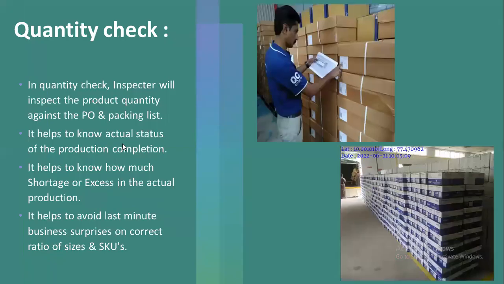Quantity check: in quantity check, the inspector will inspect the product quantity against the PO copy and packing list, whichever is provided by the supplier or factory. It helps to know the actual status of production completion, and how much shortage or excess quantity there is in actual production. It helps to avoid last minute business surprises on the correct ratio of sizes and SKU.